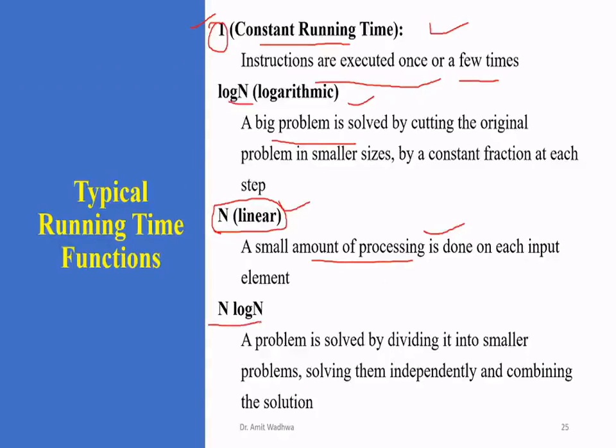In case we have a combination of things, where something is linear and something is logarithmic, we can have n log n. Like when a problem is solved by dividing it into smaller problems, solving them independently and combining the solutions. That can be the example: solving the parts separately and combining the two parts. So it will be n log n.